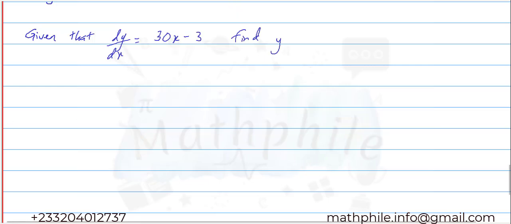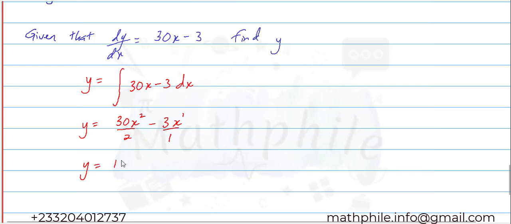So we start off very simple. We say that y is equal to the integral of 30x minus 3 dx. Integrating this is simple. We add 1 to the exponent and divide by the new exponent. So this gives you 30x raised to the power 2 divided by 2, minus 3x raised to the power 0 plus 1, which is 1, divided by 1. This then gives you y is equal to 15x squared minus 3x.